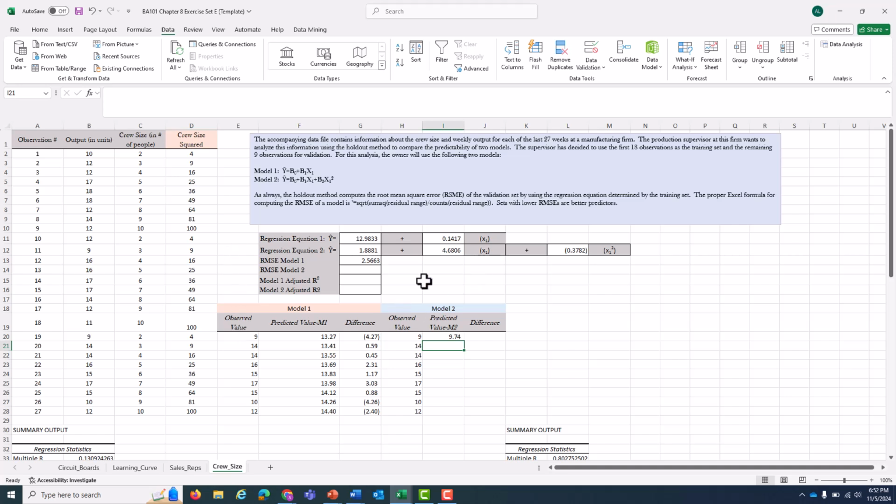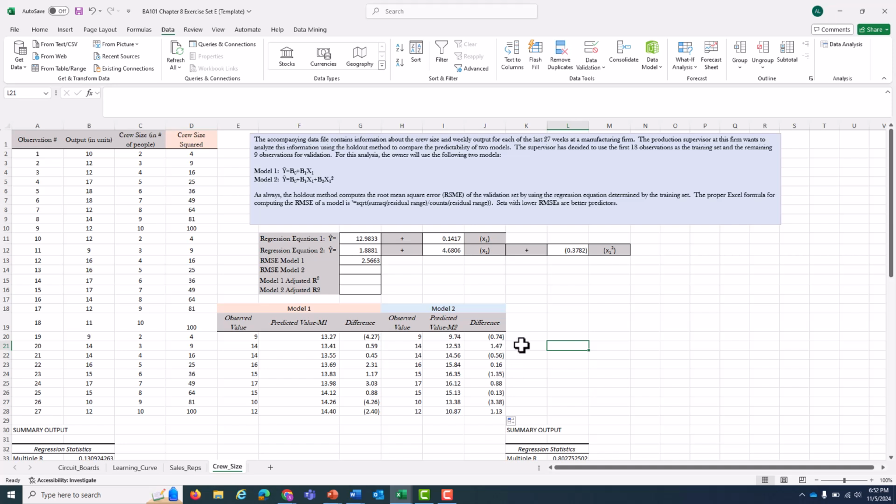So this second model is predicting that a crew of 2 people can have output of about 9.74 units in a week. Well, how much is that different from what the observed value was? They actually made 9. We predicted 9.74. So their actual output was 0.74 units less than our model had predicted. And now one more time, I can go through and fill handle. And from here, I've got all of the returns that I had for our residuals for each spot.